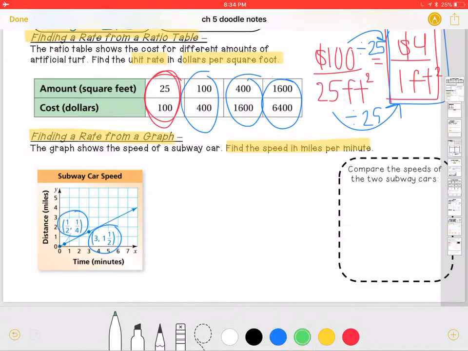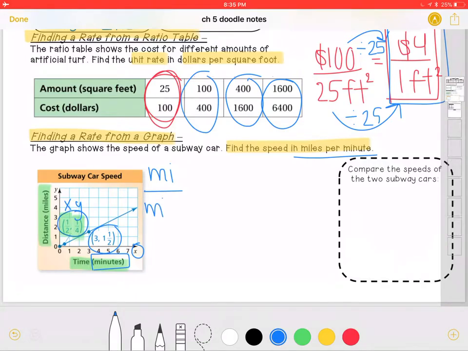So you need to be able to read these points. Your X represents the minutes. Your Y represents the miles. So in this ordered pair, you have to know that first comes your X and then comes your Y. So when I'm doing this, my X, again, is your minutes. I want to write it as miles over minutes. So let's fill that in from this ordered pair. I'm just going to choose the first one here.